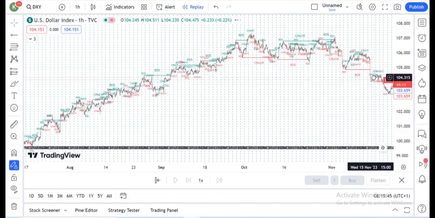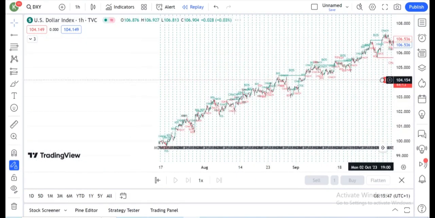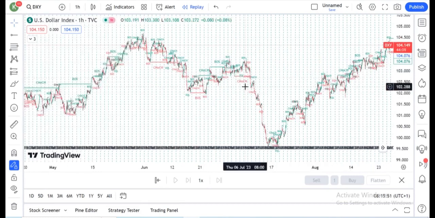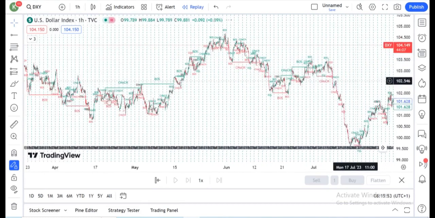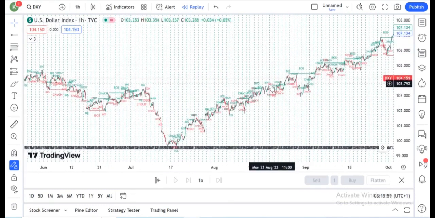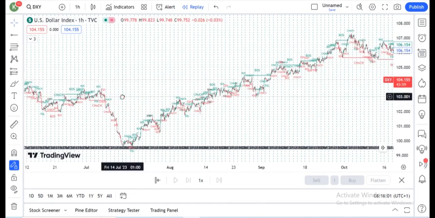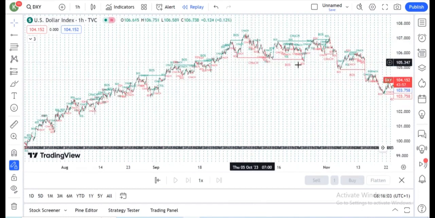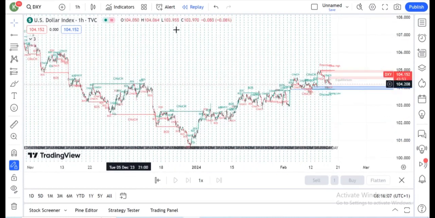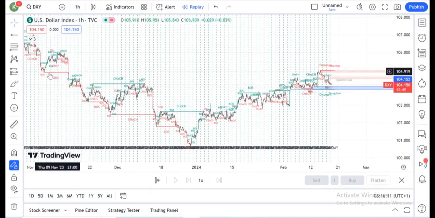Let's just go back a little bit. Change of character, break of structure. Price went here and went downward. Then change of character, break of structure, change of character, break of structure. So change of character, bullish, didn't go bullish, bullish, didn't go bullish. So price has really been ranging from the 1 hour time frame.